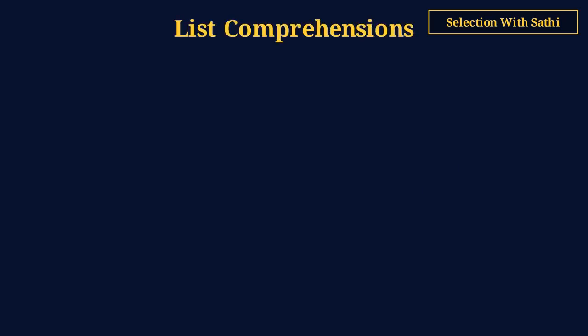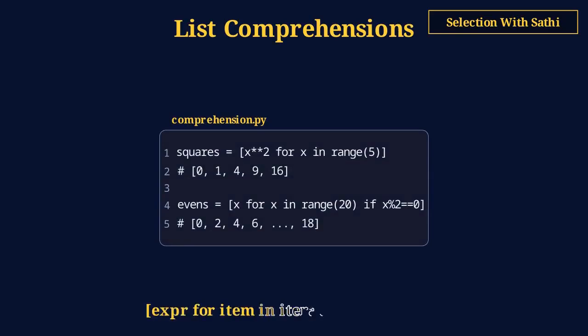List comprehensions provide a concise way to create lists. The syntax is: expression for item in iterable if condition. For example, x squared for x in range(5) gives 0, 1, 4, 9, 16. The if clause is optional and filters elements. Comprehensions can also be nested for multiple loops.